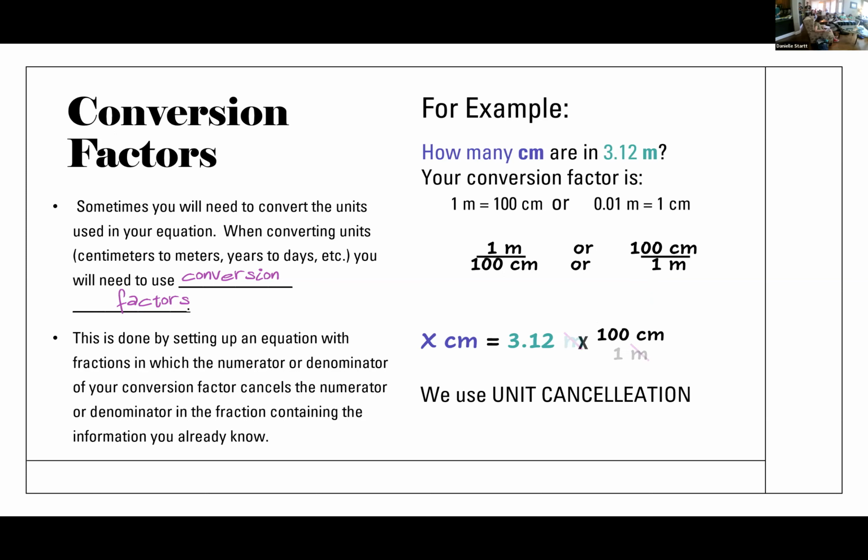So then, once you got rid of the meters, that was easy. You're just going to multiply by 100, which is what you did in your head to begin with, and you get 312, right? All right.